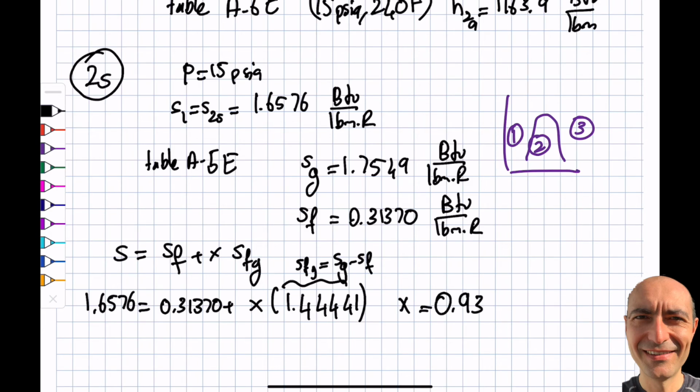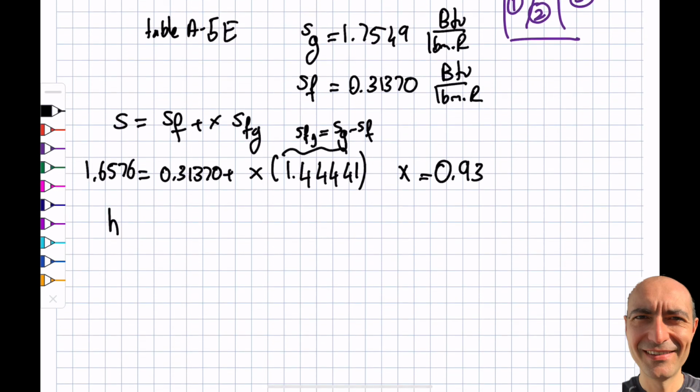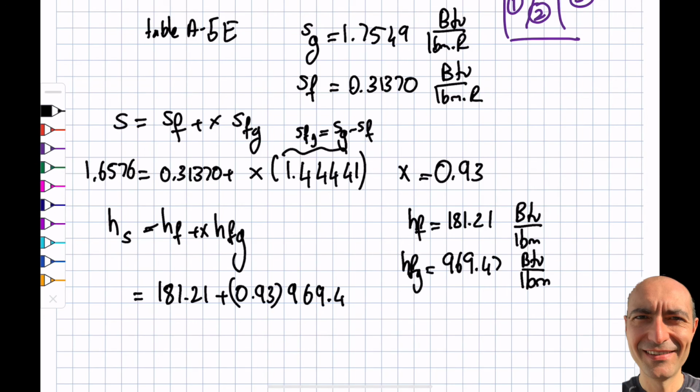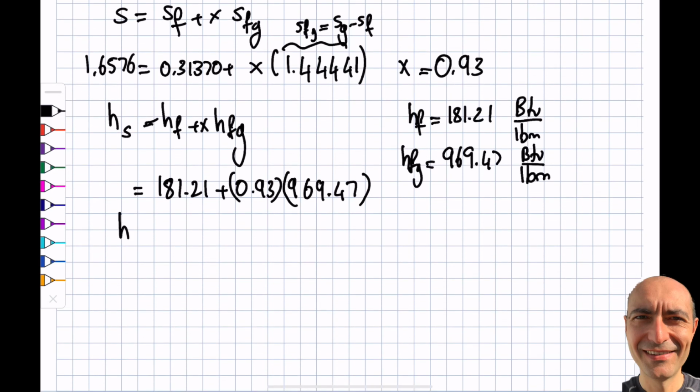All right, now I know this, so now I have to find the H, right? H, let's call it S, will be HF plus X times HFG. So I have to get my HF value, which is 181.21 BTU per pound mass from the same table. HFG is 969.47 BTU per pound mass, right? So now I plug this in here, 181.21 plus 0.93 times 969.47, and then my HS turns out to be 1083.22 BTU per pound mass.